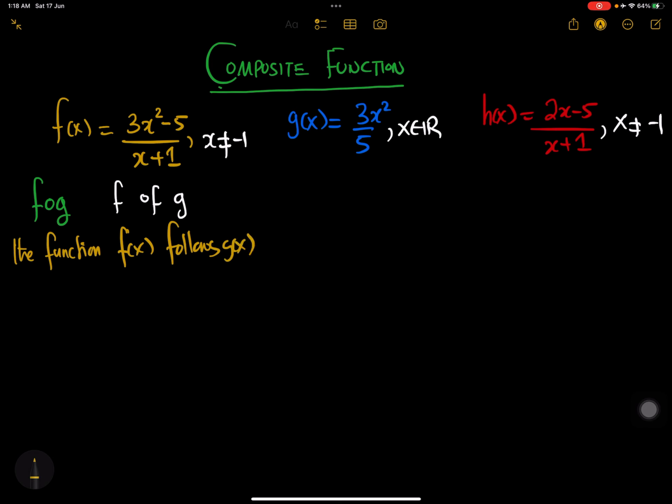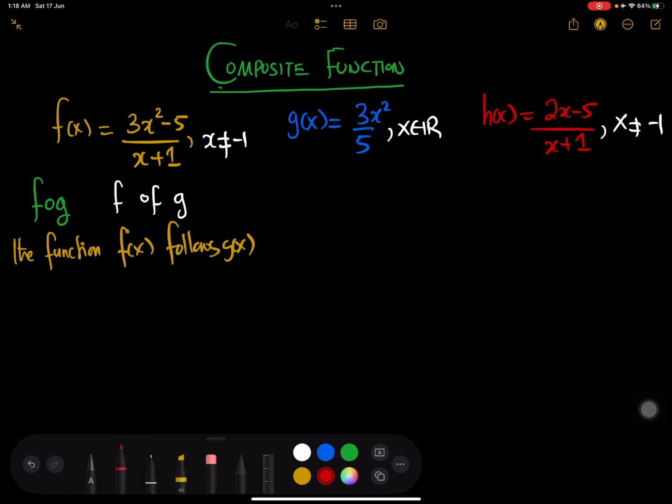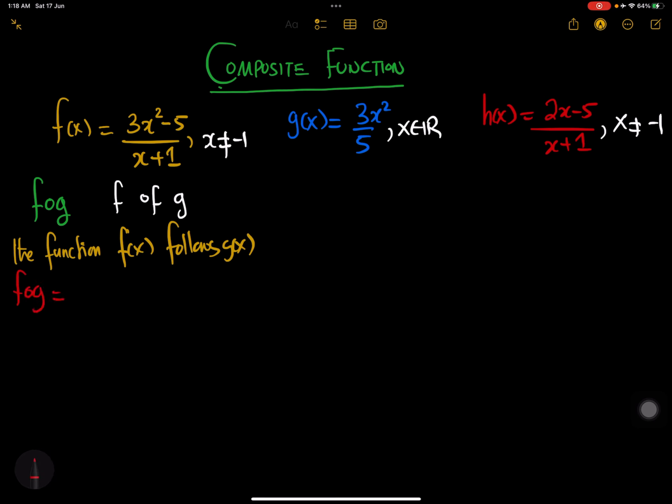Now how do we write f of g? If we want to write f of g, we can write it as f into big parentheses g of x. So we can have the g of x inside of f of x. Whenever we write the function f of x, we shouldn't forget to put in g of x. That's the whole goal: to have f of g of x.